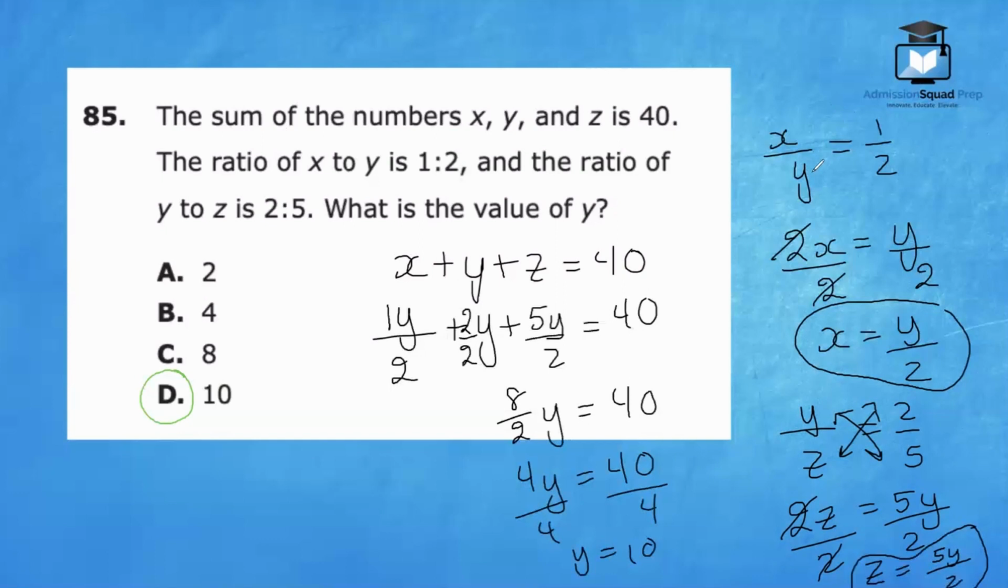Let's do a quick review of how we solved this problem. We started off by setting up an equation to represent the sum, which is x plus y plus z is 40. We then wrote down the equivalent ratios, and we solved for x in terms of y, and then we solved for z in terms of y. The ultimate goal here was to have one equation with one unknown variable. So we were able to replace x with y over 2 and z with 5y over 2. After combining like terms, we were able to solve for y, and D was our final answer.